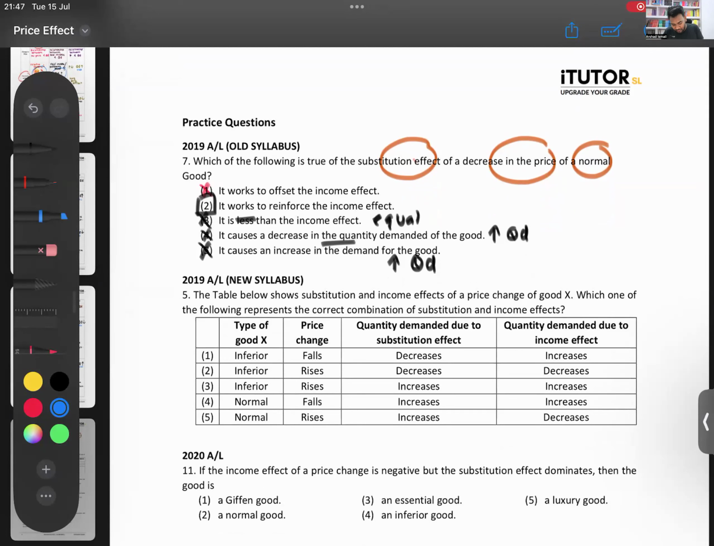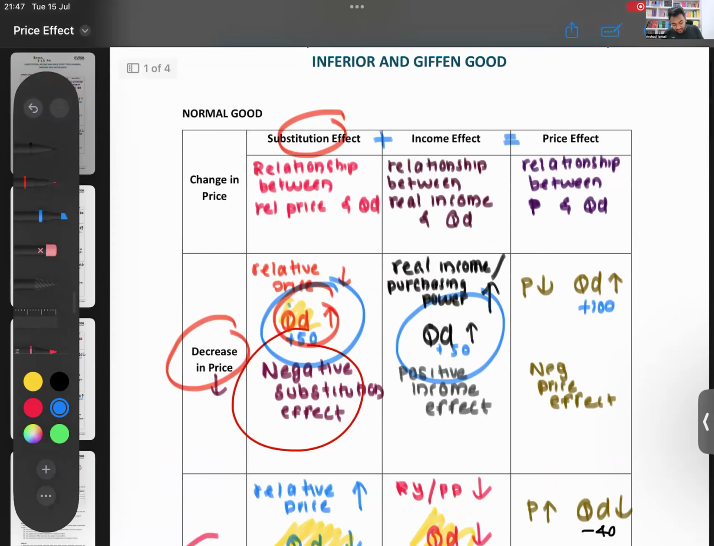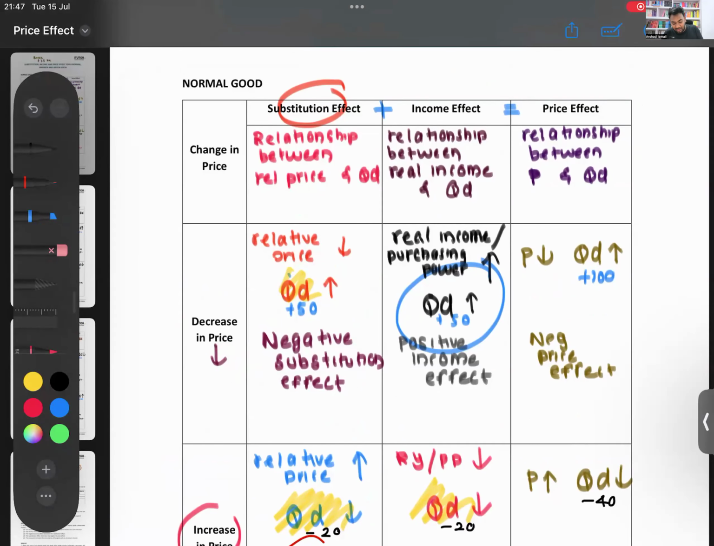Question number 2. The table below shows the substitution and income effect of a price change of good X. Which of the following represents the correct combination of substitution and income effects? They have given the type of good, inferior, inferior, inferior, normal, normal, the price change, the quantity demanded due to substitution, and the quantity demanded due to income effect. So what you have to do here is look at what is happening to quantity demanded.